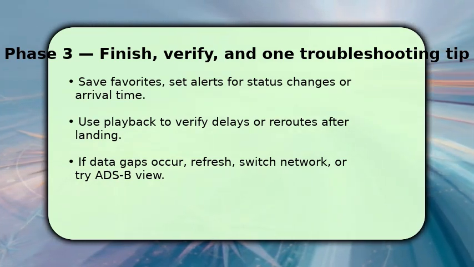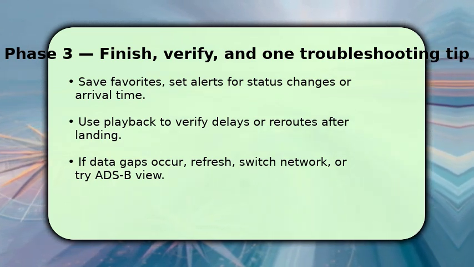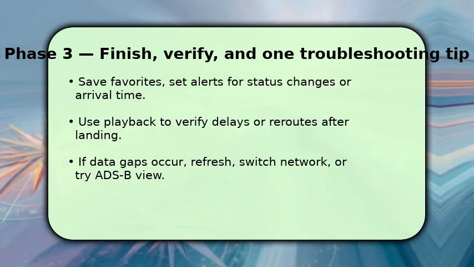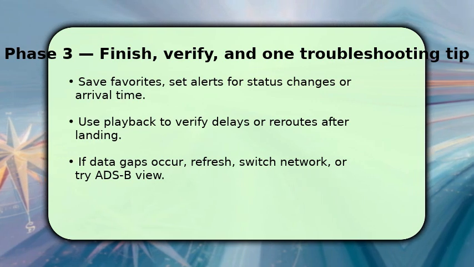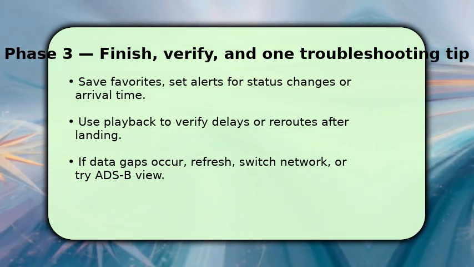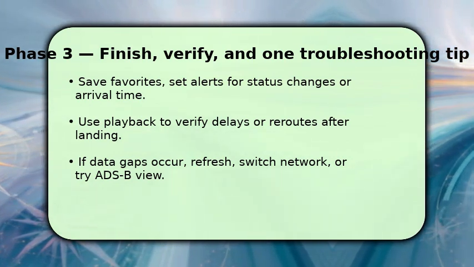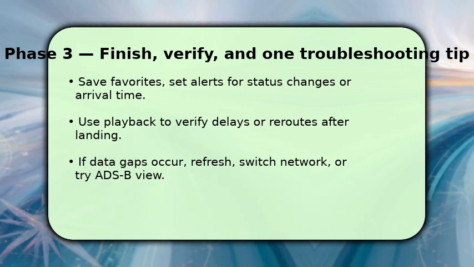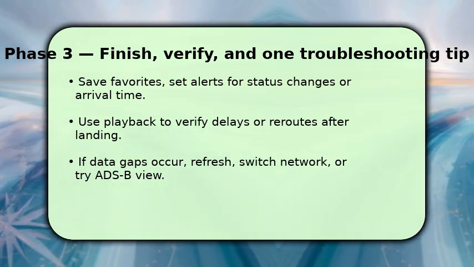don't miss updates. Once the flight completes, use playback to verify delays, reroutes, or unusual maneuvers, and to collect timestamps for reporting. If you see data gaps or stale positions, refresh the map, switch between Wi-Fi and cellular, or enable ADS-B/MLAT views. These steps restore coverage. If problems persist, restart the app and confirm location services and background refresh are enabled.